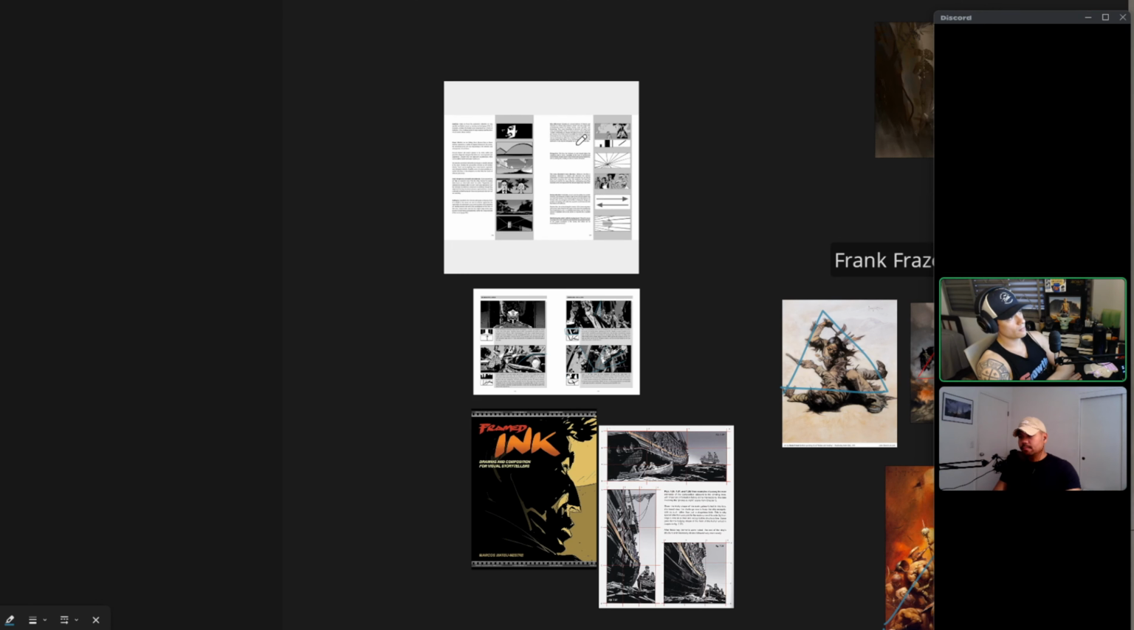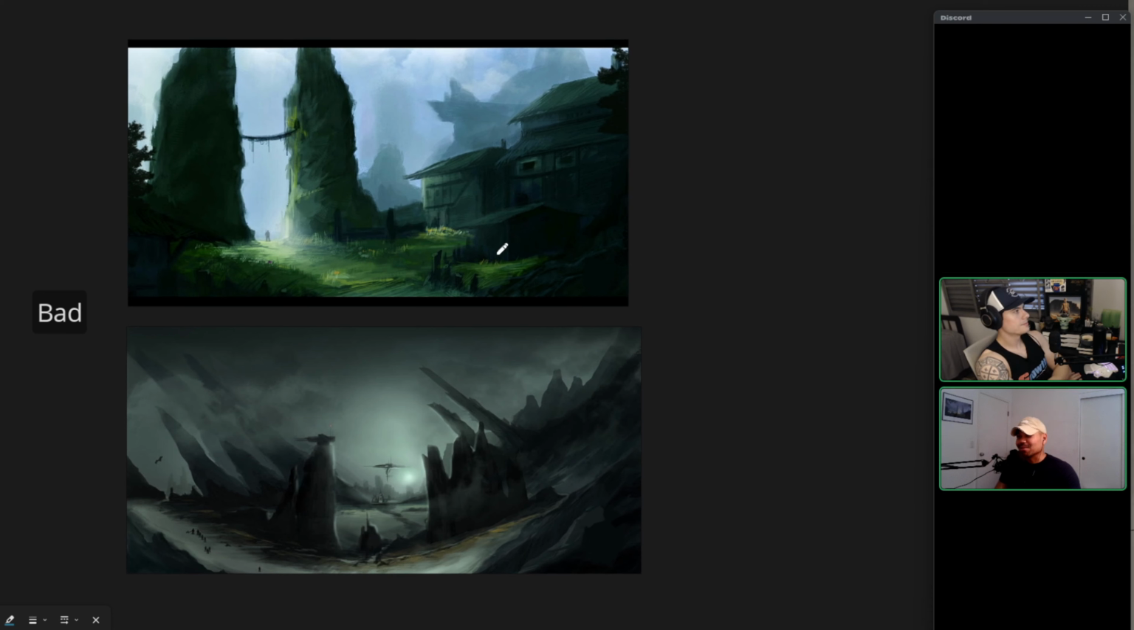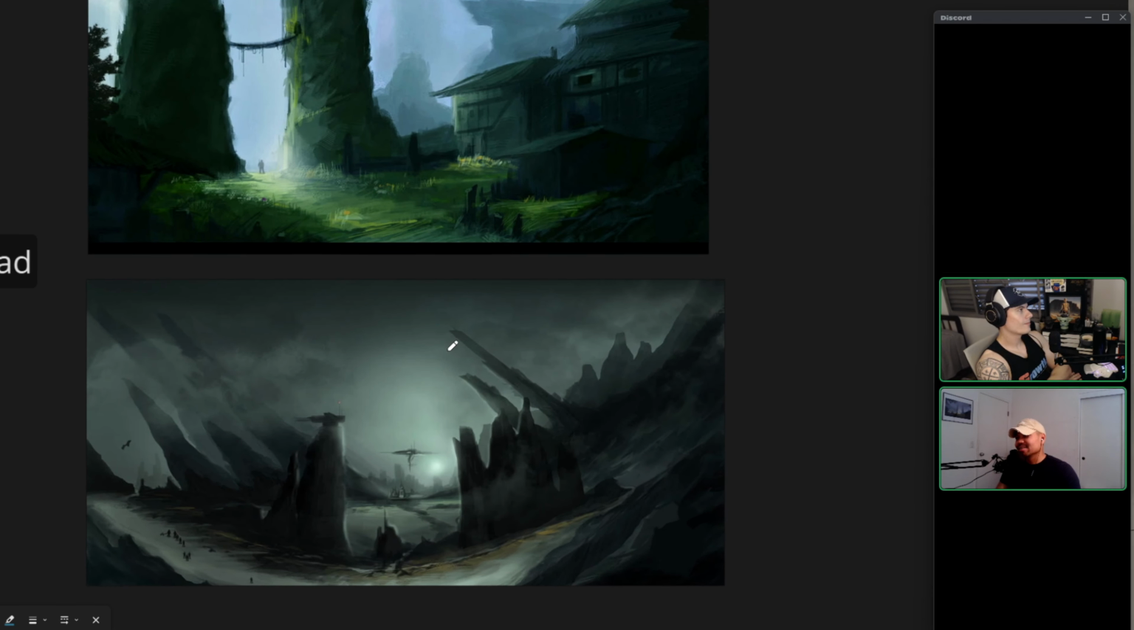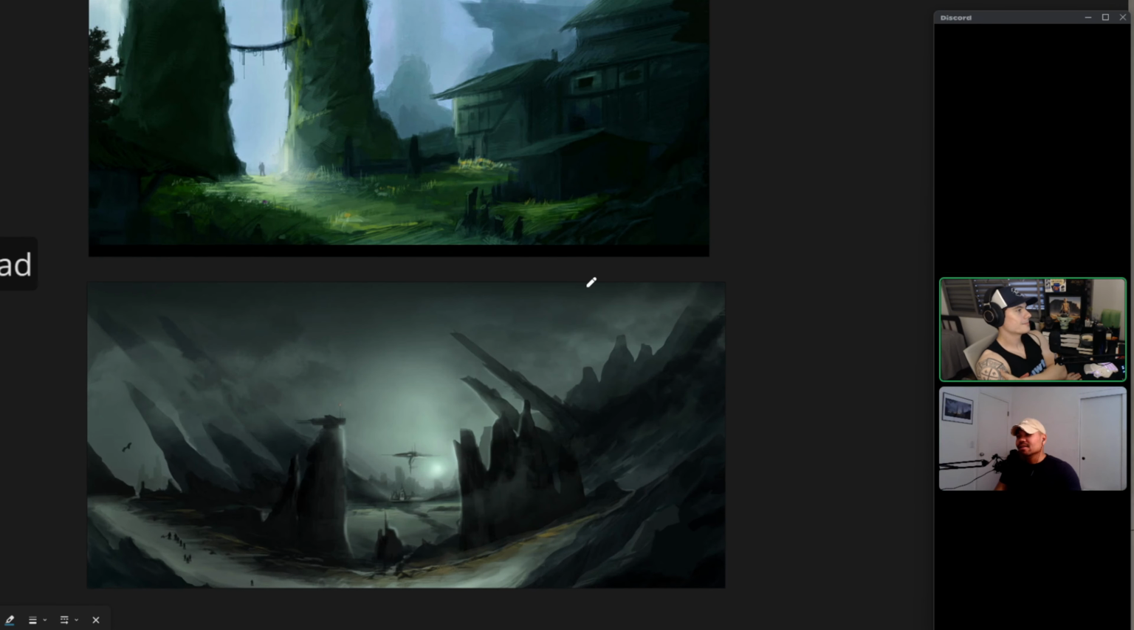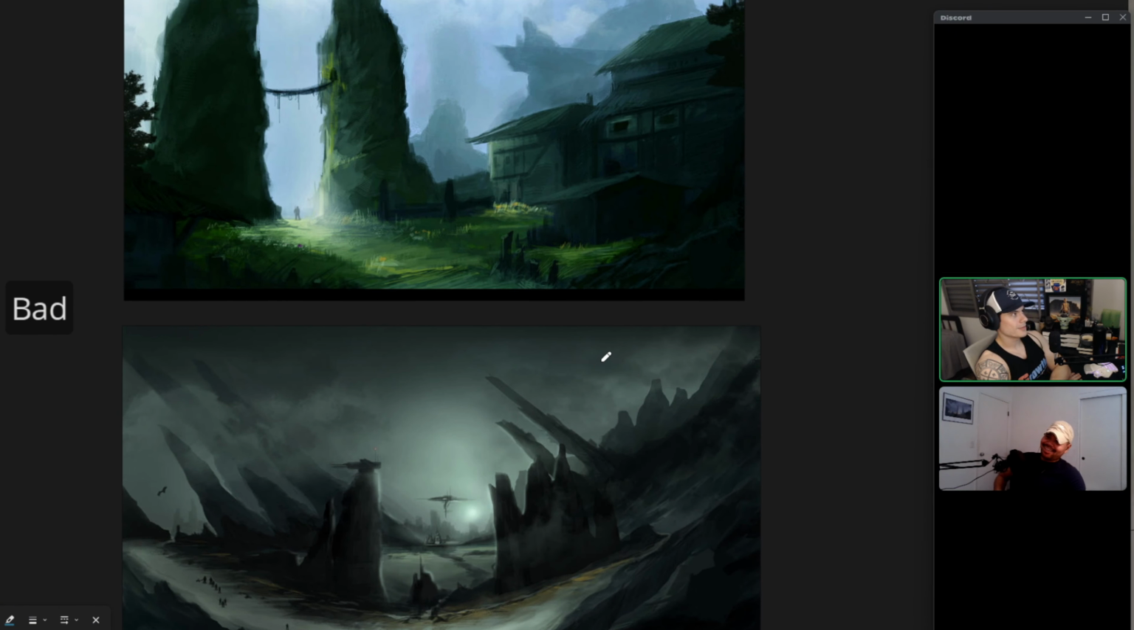So let's take a look at some bad compositions. Here's my old artwork from about 12 years ago. Spiky alien mountains. That's so rare.